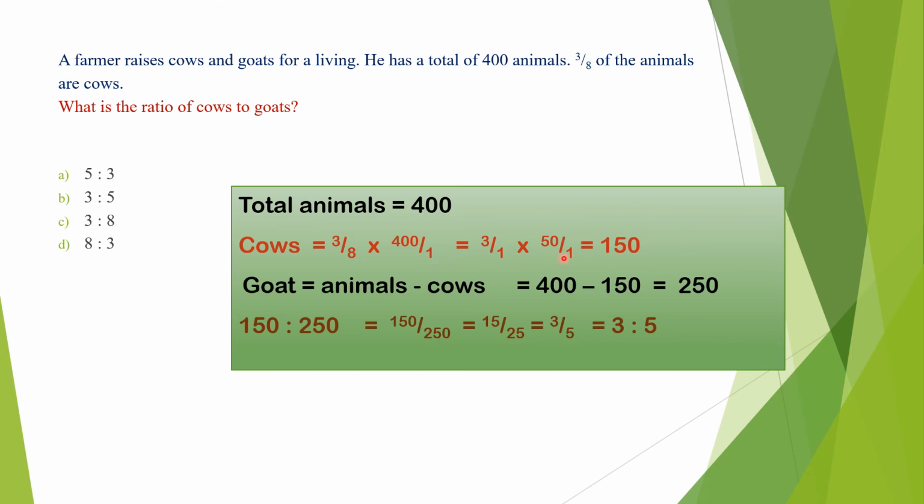Good. Now let's do the multiplication. We multiply numerator by numerator and denominator by denominator. Hence we get 3 multiplied by 50 equal 150. 1 multiplied by 1 equal 1. 150 over 1 is equal to 150. Any number over 1 is equal to that same number. Hence we get the 150 here. So now we know we have 150 cows.